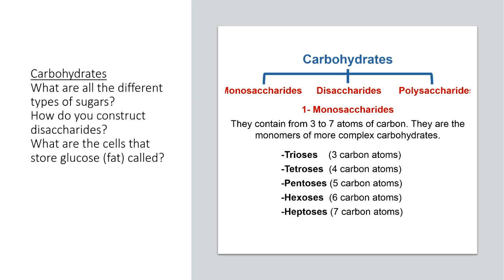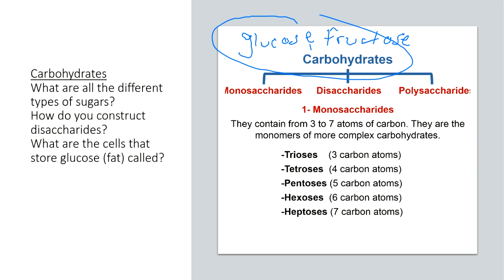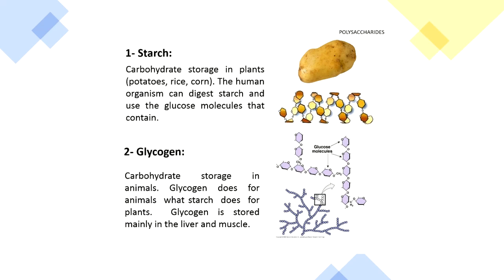So some carbohydrates, we have glucose, fructose, we can have starch, chitin. All of these are carbohydrates. Some are simple, like these are simple carbs. And then we have complex carbs like starch found in potatoes. So the cells that store glucose or fat are called adipose cells. So starch is an example of a carbohydrate source.